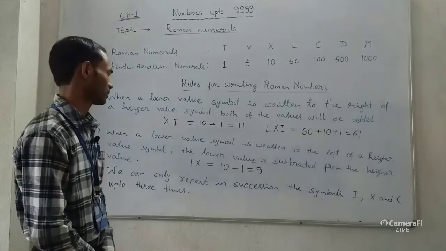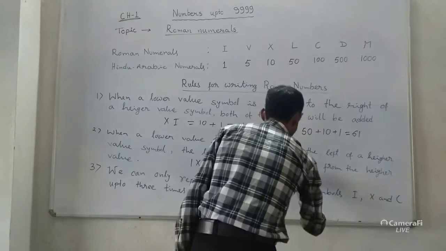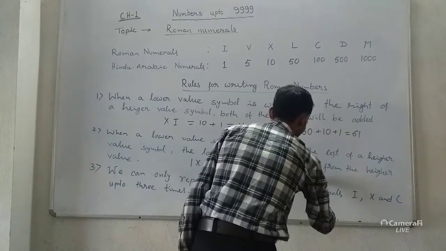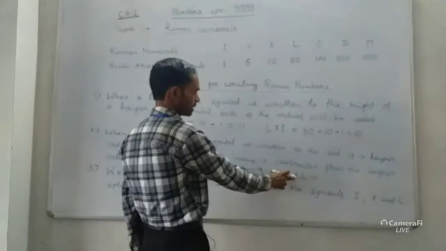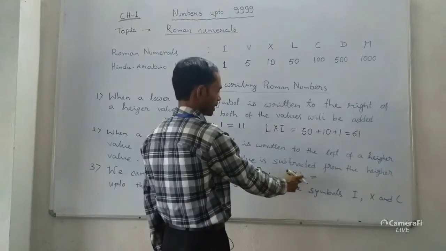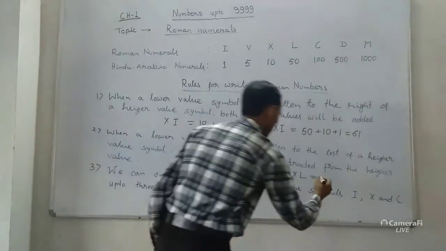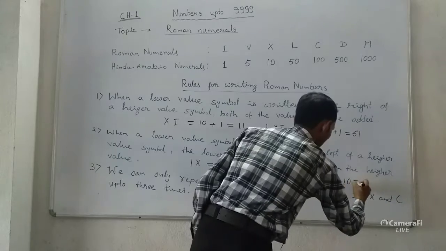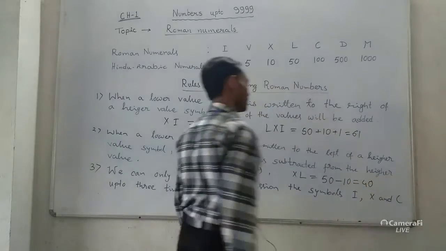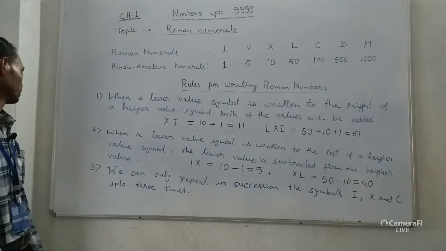Again suppose XL. So X is 10, which is less than L, which means 50, and it lies on the left side of 50. So L means 50, subtract 10, we get 40. So this is rule number 2.